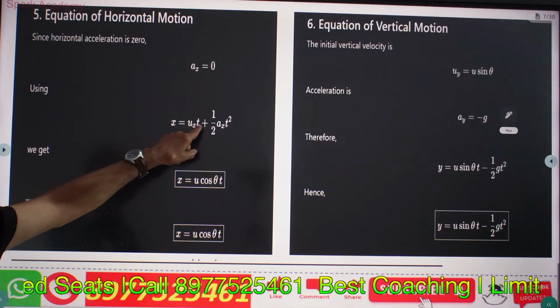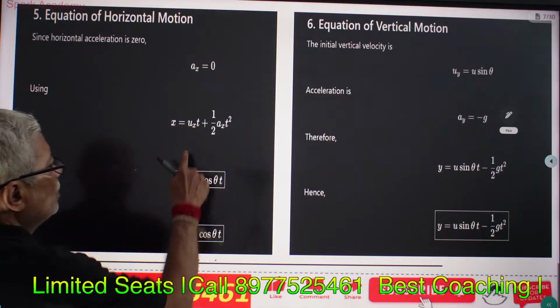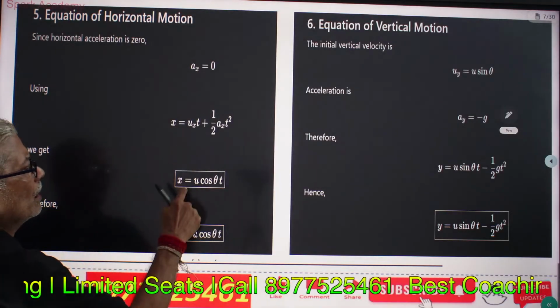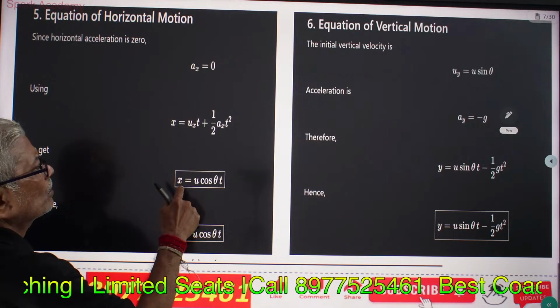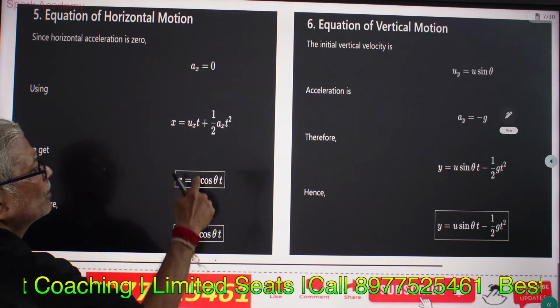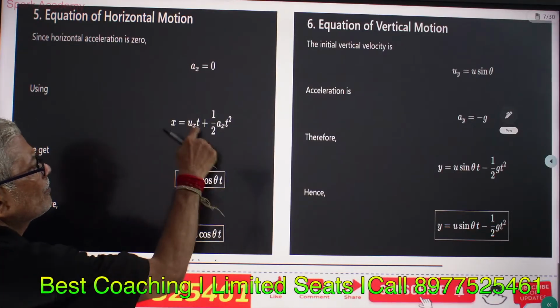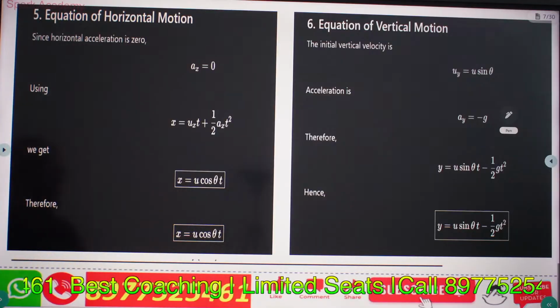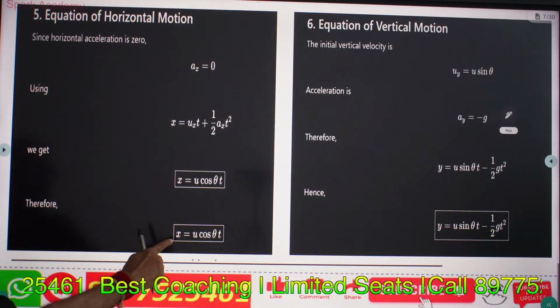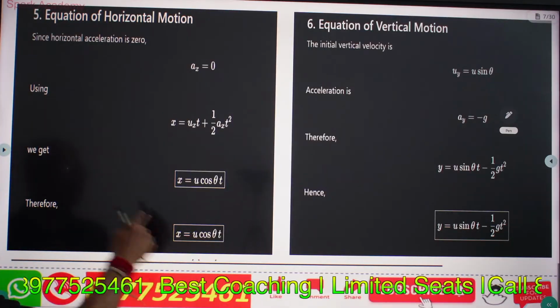Using x is equal to uxt plus half axt square, we get x will be equal to u cos theta. I mean, in place of ux you put u cos theta into t. Okay, so that is this thing. So therefore x is equal to u cos theta into t. Okay, this is the horizontal distance travelled.